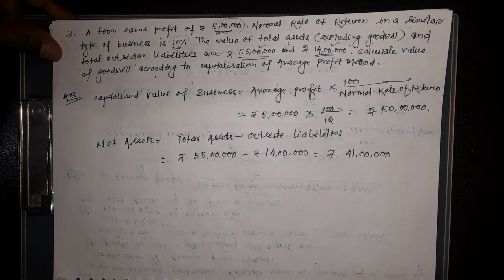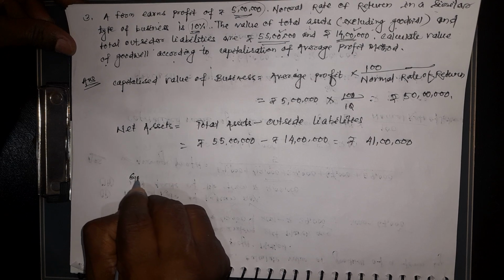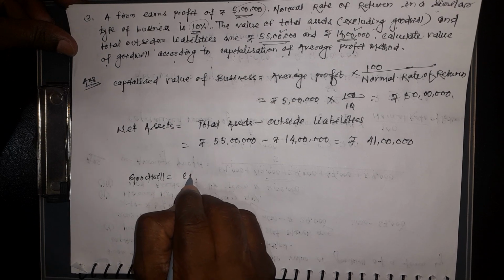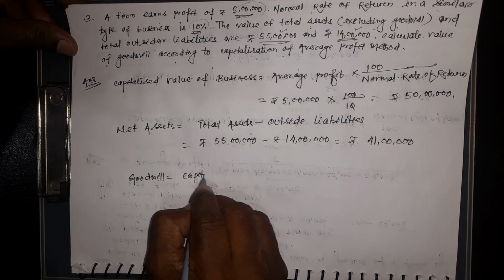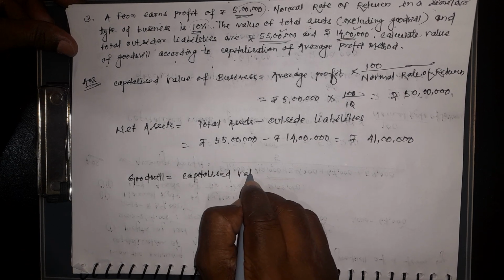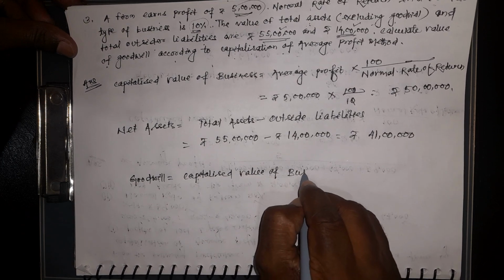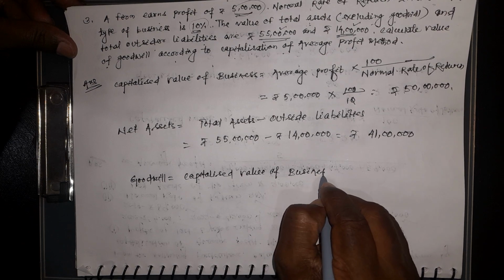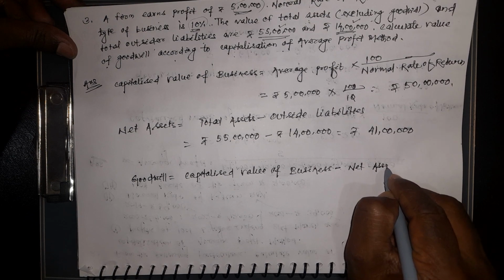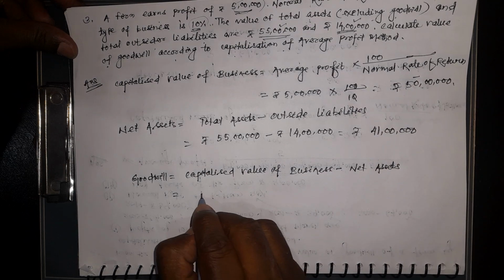So we got the two values, the capitalized value of the business and net assets. So goodwill equals capitalized value of business minus net assets. Capitalized value of business is given how much? 50 lakhs.